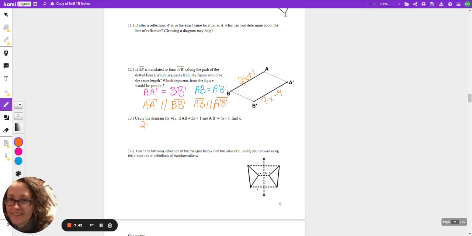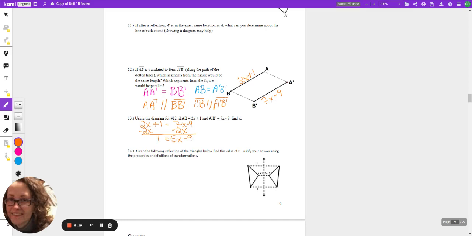So I can go ahead and set 2x plus 1 equal to 7x minus 9. And then I want to go ahead and solve my equation. I want to get all of my x's on one side and all of my numbers on the other. I'm going to start by moving my 2x over. You could move your 7x, but then you'd end up with a negative x. And I try to keep my x's positive if I can.